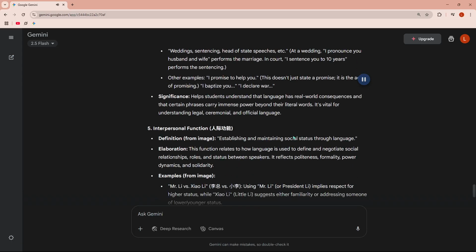5. Interpersonal function. Ren Ji Gong Nen. Definition: from image, establishing and maintaining social status through language. Elaboration: this function relates to how language is used to define and negotiate social relationships, roles, and status between speakers. It reflects politeness, formality, power dynamics, and solidarity. Examples: from image.